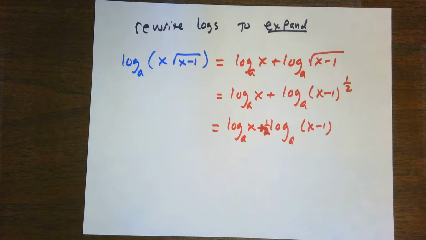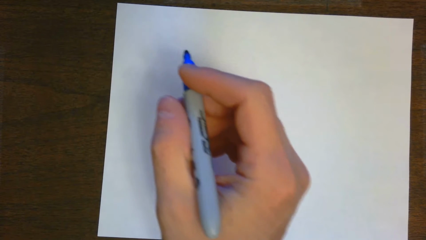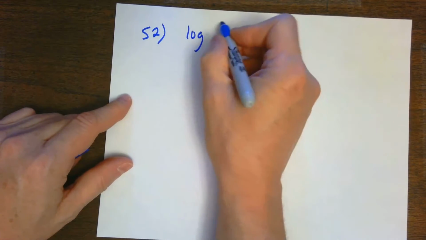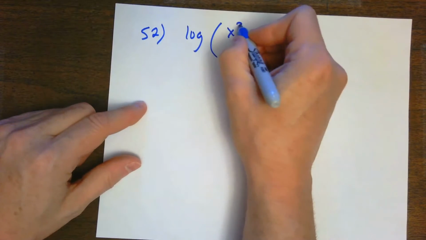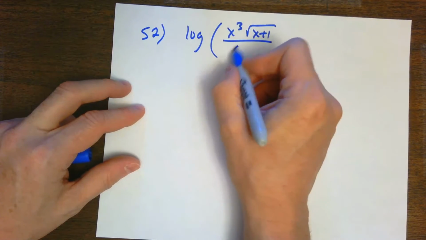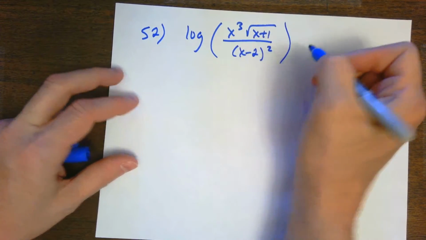Let's take a look at another one, and the idea here is to expand these things. I'm going to pick one out of the exercise set, similar to some of the ones that I've assigned you to do tonight. We just did one that's very similar to 49. Let's do number 52. And 52 looks like this. The log of x cubed times the square root of x plus 1 over x minus 2 squared.